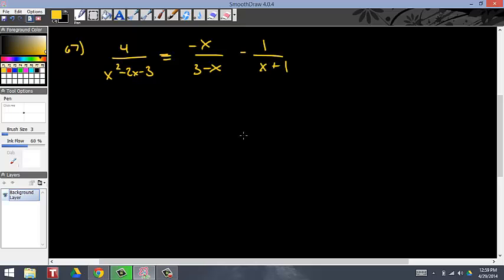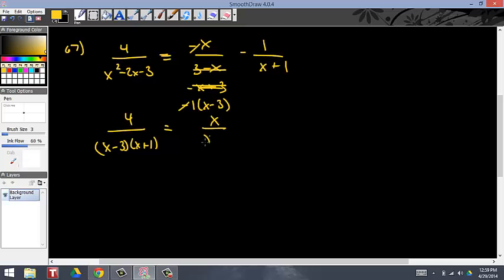Okay. The first thing you want to do with this problem is factor the left side. So you get 4 over x minus 3 times x plus 1. Now, notice how the middle term is negative x up top, but you have this weird looking x minus 3 type deal. This one here is negative x plus 3, and when I factor out a negative 1, I get negative 1 times x minus 3. Now that's what this whole thing becomes. So I end up canceling the negative x's, so I get x over x minus 3 minus 1 over x plus 1.